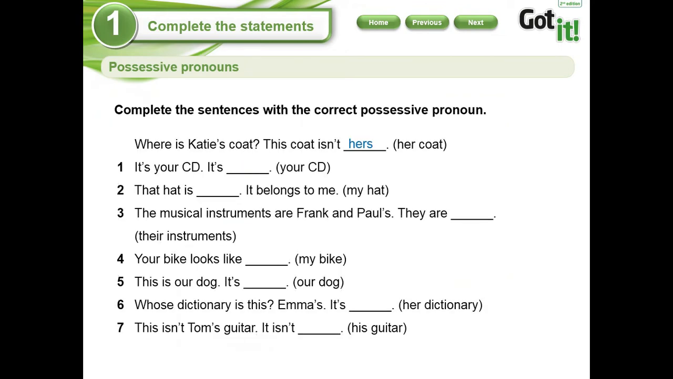Here it says complete the sentences with the correct possessive pronouns. This is Carrie's coat. This coat isn't hers. And here we see her coat. So we have a keyword there. Tenemos una palabra clave que nos va a ayudar. This is your CD. What is the possessive pronoun that we are going to use? It's yours. That's very good.